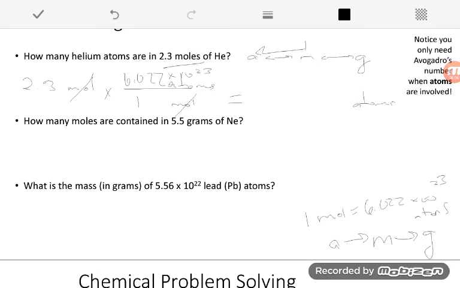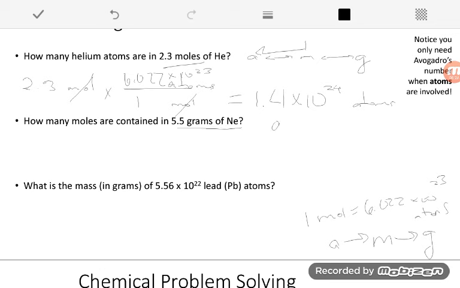And I just punch this into my calculator, and I find out this is equal to 1.4 times 10 to the 24th atoms. That's it. We just use it as a conversion factor. Let's try another one. How many moles are contained in 5.5 grams of neon?